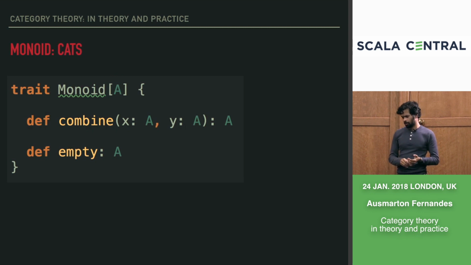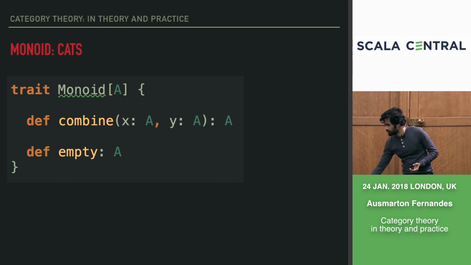So Cats has a trait called Monoid, and of course there's much more to it than what I've put up here. But what's important to us is every monoid needs to have a way to combine them, and that's what we mean by composition. And it needs to define an empty value as well, and that's what we would need to define the identity.